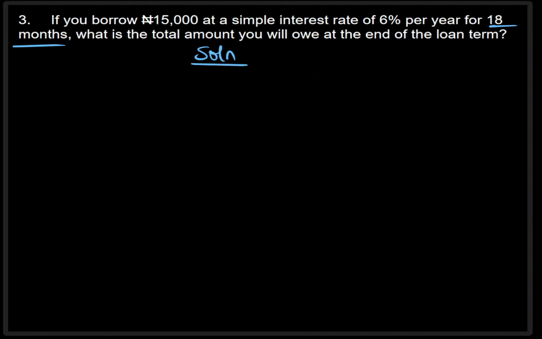All right, so remember the total amount you'll be owing. You will not just be owing the interest. If you borrow money, after the agreed time, you will be owing both the principal and the interest. All right, so let's see. We have our principal equal to 15,000, and then we have our rate to be at 6%, and then we have our time to be 18 months.